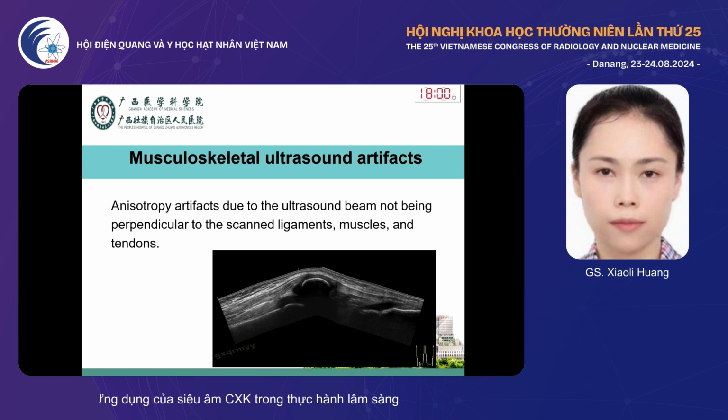In addition, we would like to remind everyone to pay attention to a common artifact in musculoskeletal ultrasound: anisotropy artifact. In musculoskeletal ultrasound examination, a slight change in the angle between the fibrous structure and the incident beam can lead to a significant change in echo, which needs to be corrected by adjusting the angle of incidence to avoid misdiagnosis.